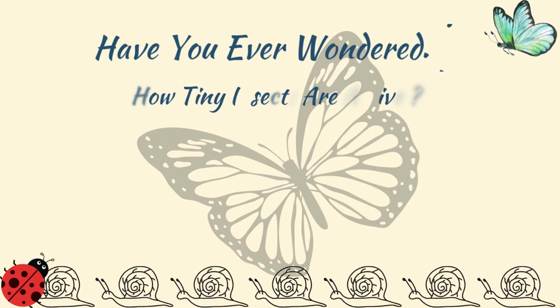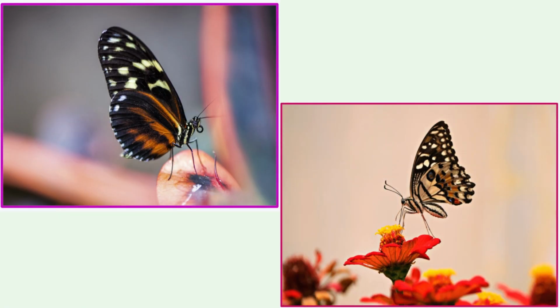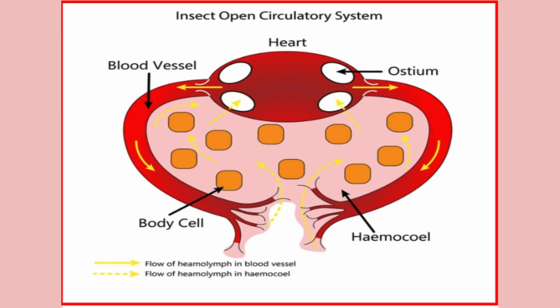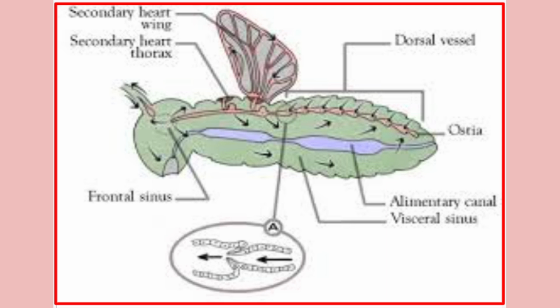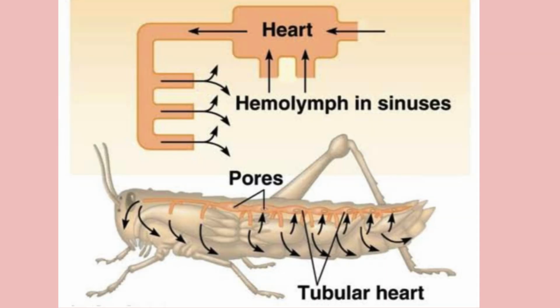Have you ever wondered how tiny insects like butterflies stay active and agile? Unlike humans, insects have a unique circulatory system that keeps them moving. Insects have an open circulatory system as the blood bathes the internal organs directly in the body cavity instead of blood flowing through veins and arteries. The blood of insects is commonly called hemolymph. In the vast majority of insects, blood does not contain hemoglobin as it does not perform the transportation of gases.